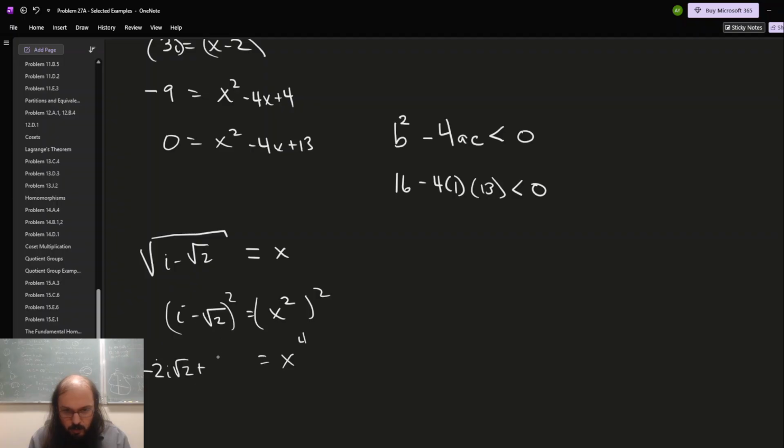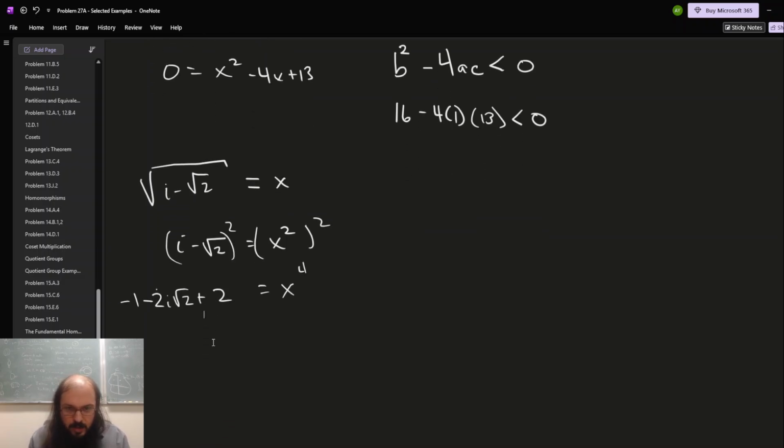Plus this minus squares away, the square root of 2 squared is 2. So sometimes this can make things worse when the things that are being smashed together are unrelated to each other. But in this case, it's actually getting a little better. And let me just clean this up a little bit. So if I subtract 1 from here, I get minus 2i square root of 2 plus 1. Now, how about we put that minus 1 over here? Minus 2i square root of 2 equals x to the 4 minus 1.